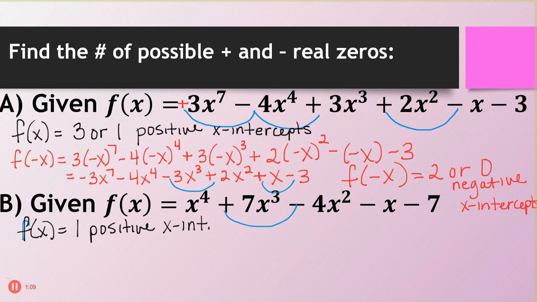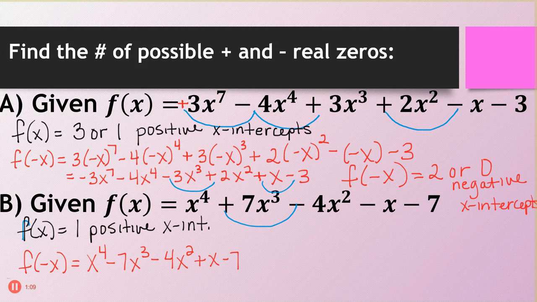So now let's go ahead and evaluate f of -x. I'm just going to keep in mind, again, if it's an even exponent, the sign stays the same. So this is even, so that's going to say x to the 4th. This is odd, so that's going to make that +7 flip to a -7. This is even, that's going to stay the same. This is odd, that's going to flip.